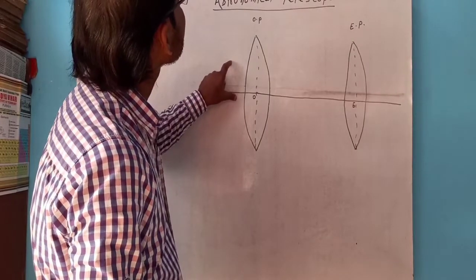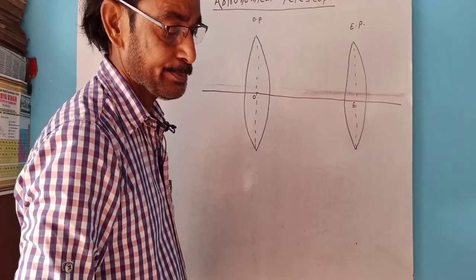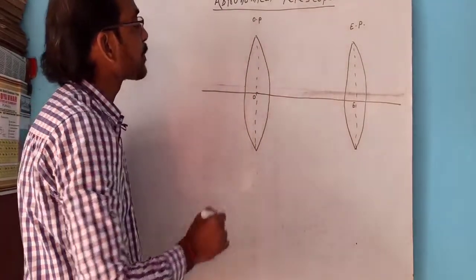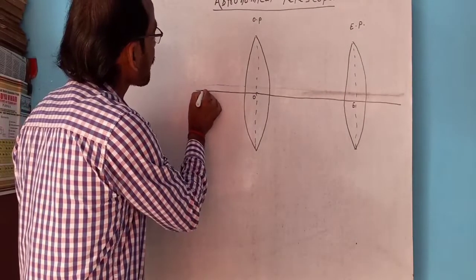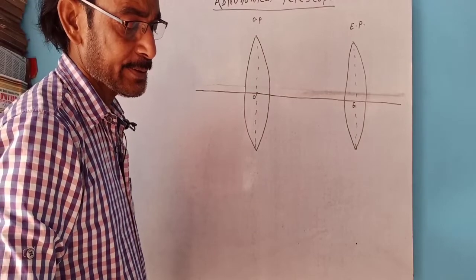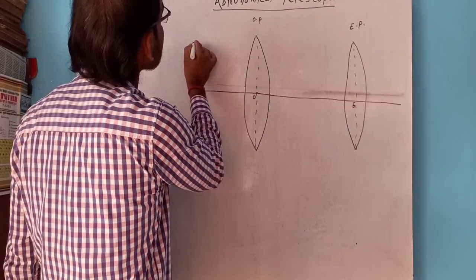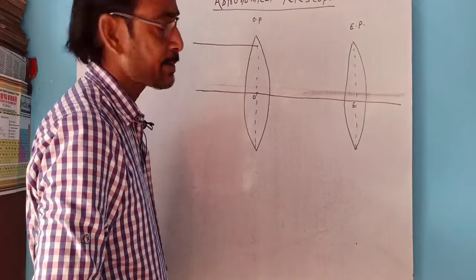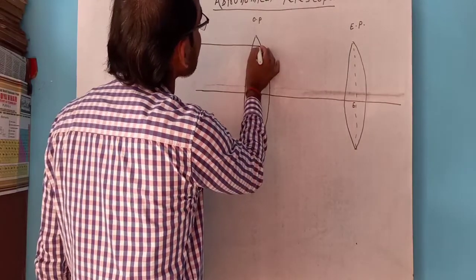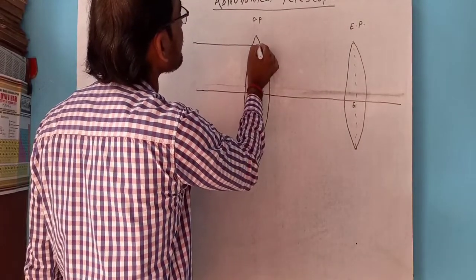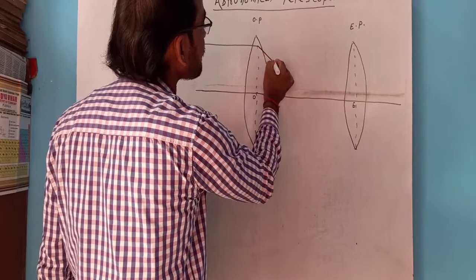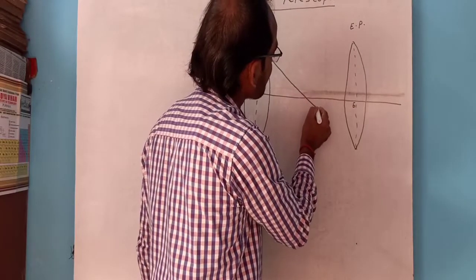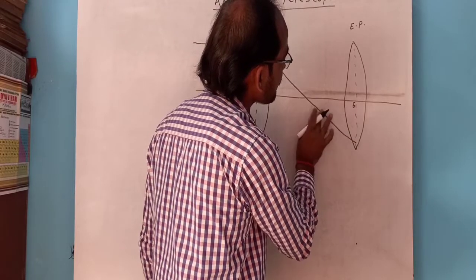In this telescope, an incident ray coming from infinity is incident on the objective piece, gets converged to cut the principal axis, and goes forward to fall on the eyepiece.